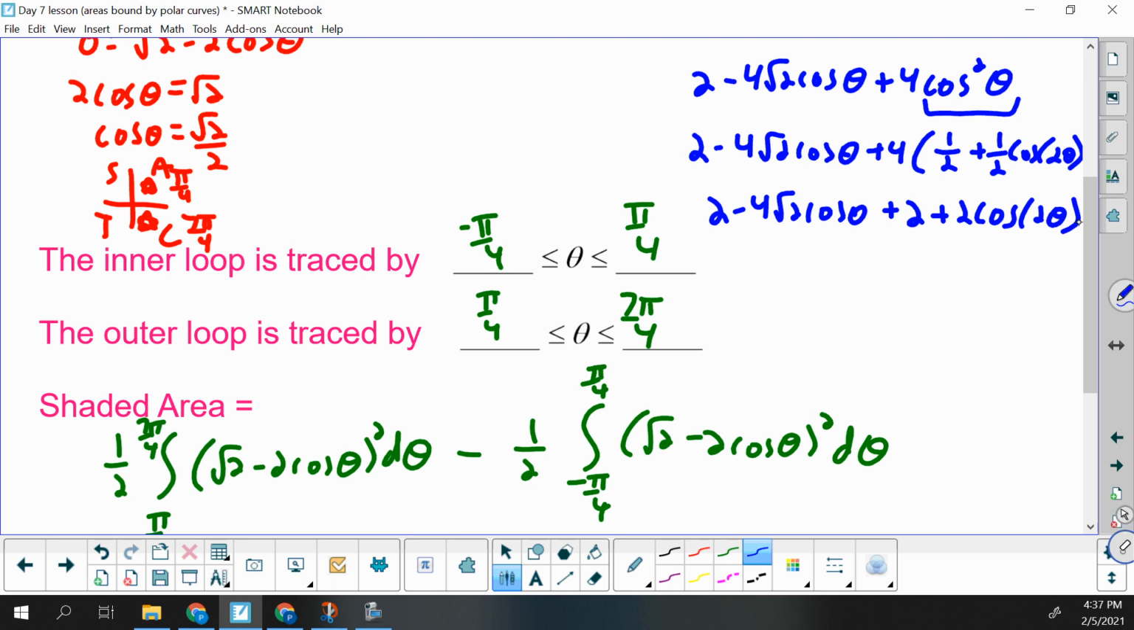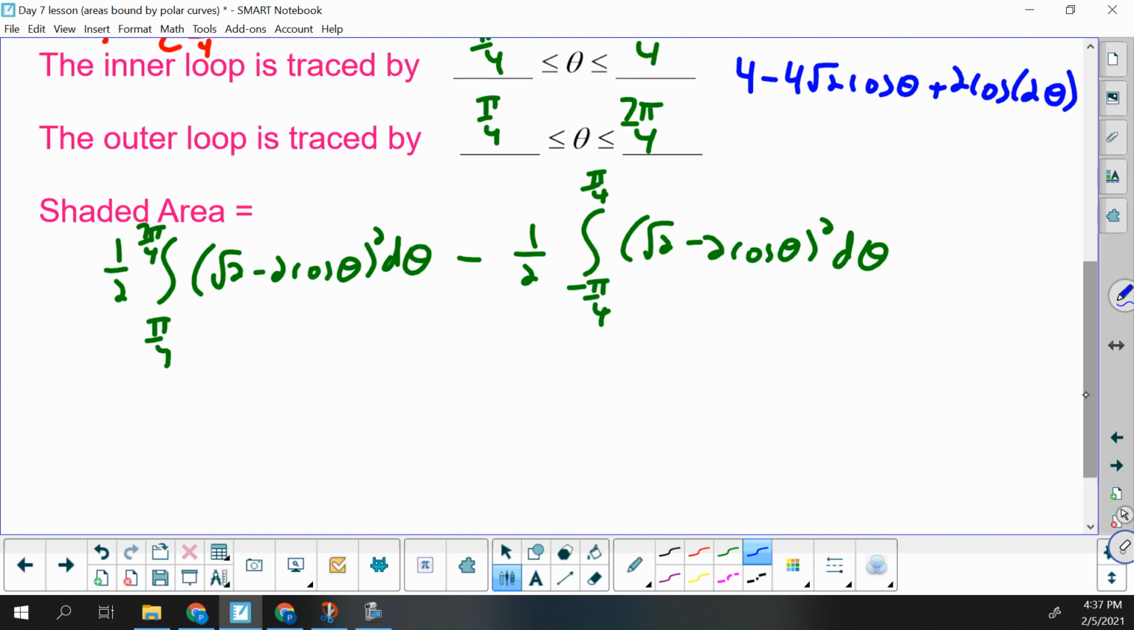And combine your like terms, we'll have 4 minus 4 square root of 2 cos theta plus 2 cos 2 theta. And that's our neatened up version of what's going to be in both those integrals. And then we don't have to worry about doing it all twice.